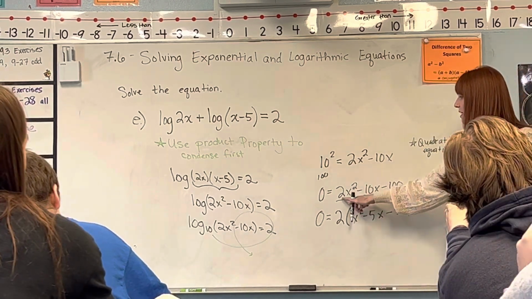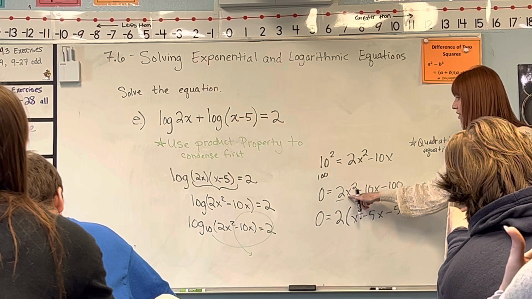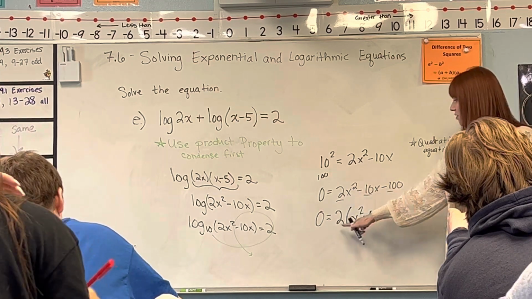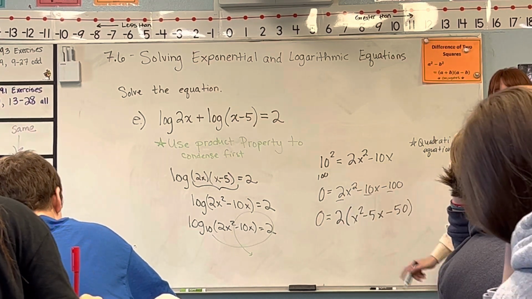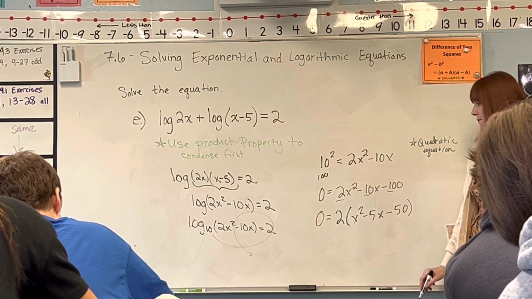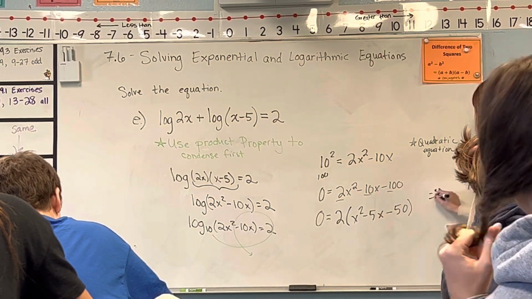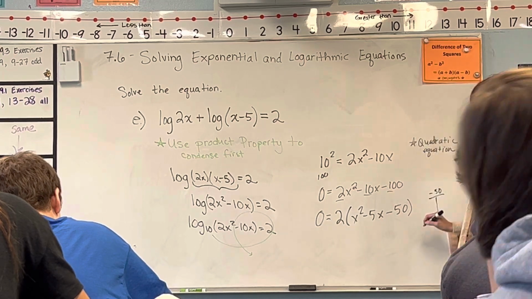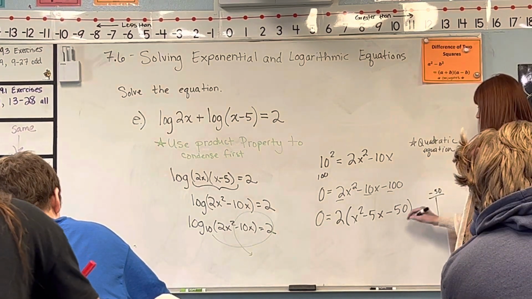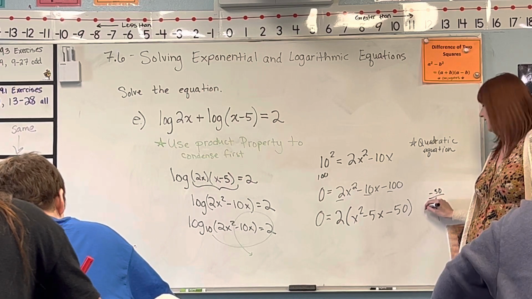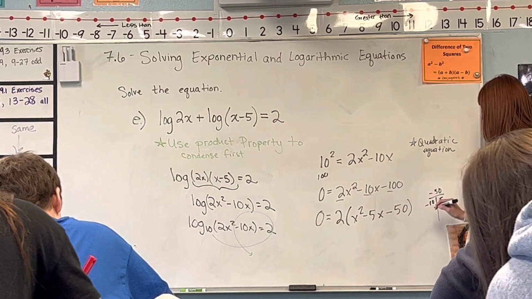I wanted to get rid of this 2 in front, and since I could divide everything by 2, I did that. Like I factored out the greatest common factor. Okay, things that multiply to get negative 50 but add to get negative 5: a 10 and a 5. Negative 10 and a positive 5.